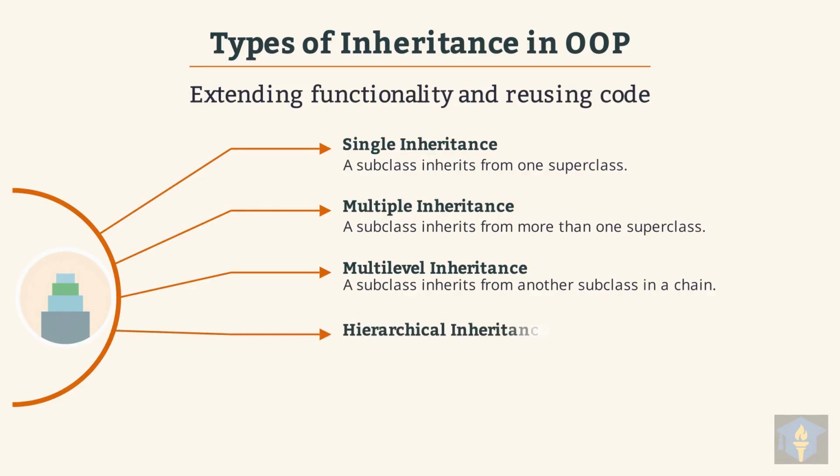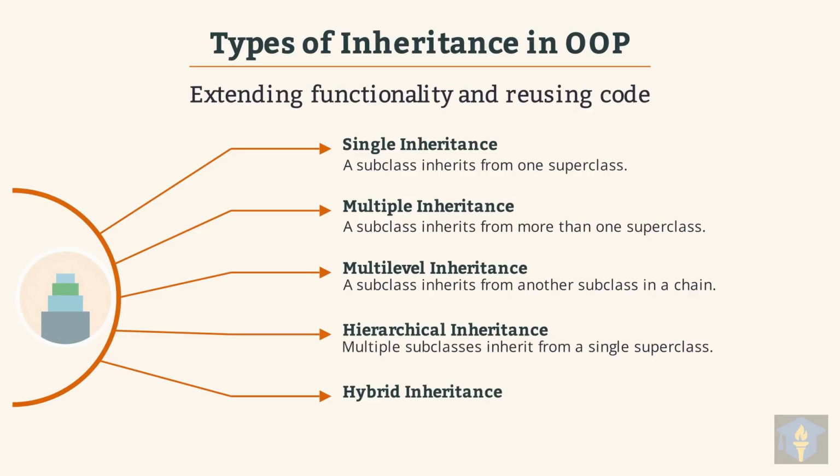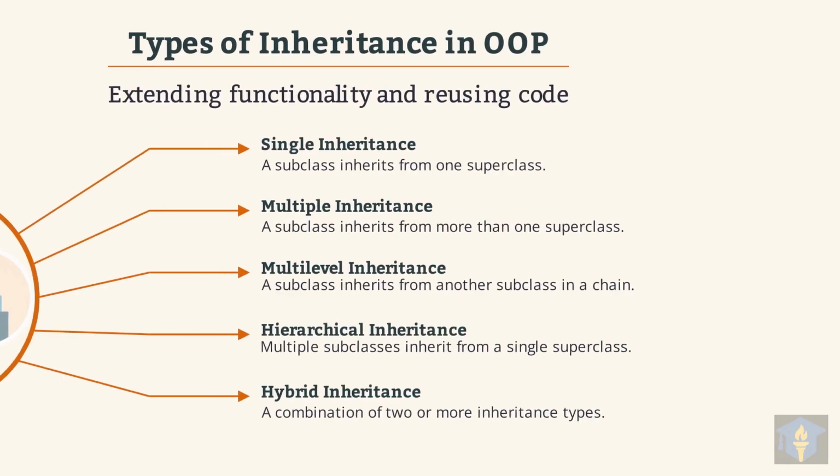Hierarchical inheritance allows multiple specialized classes to stem from a single base. With this type, several subclasses inherit from just one single superclass. Finally, hybrid inheritance combines various inheritance types for complex designs. This involves combining two or more of the inheritance types we've discussed.